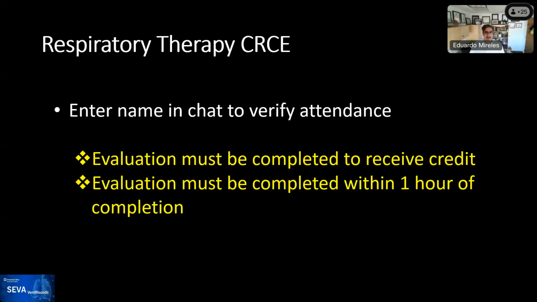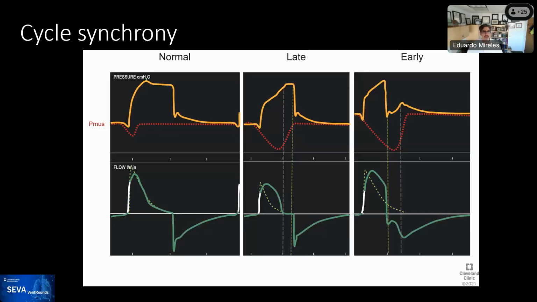You get your CRCE. So as always, we start with a SEVA teaching moment. And I thought that even though you're going to see several other things on these images, that we would start with cycle synchrony. Cycle synchrony refers to the time where the respiratory effort has finished but the ventilator continues to deliver inspiration.